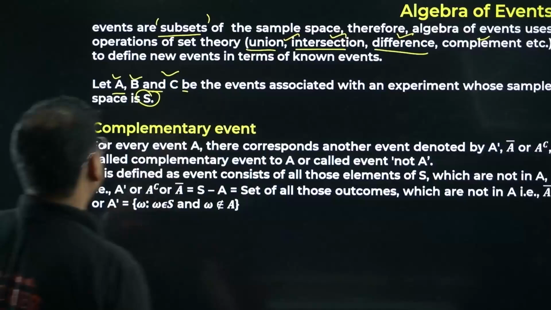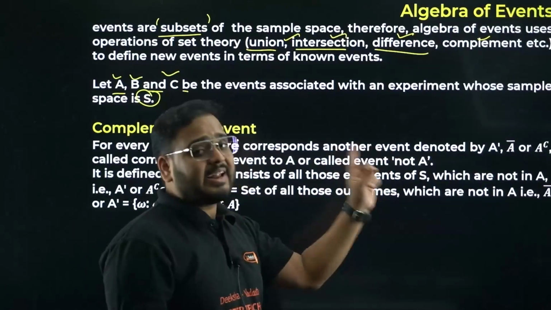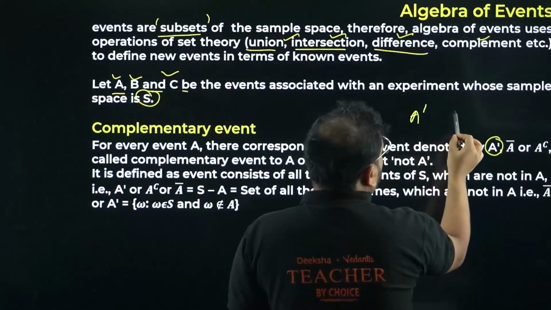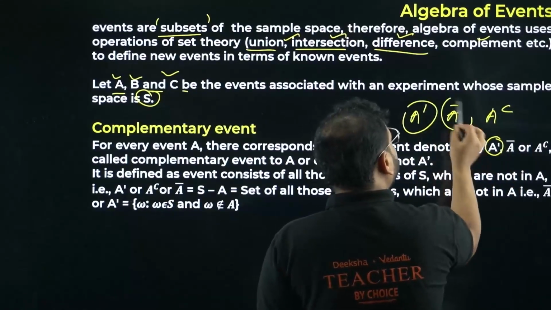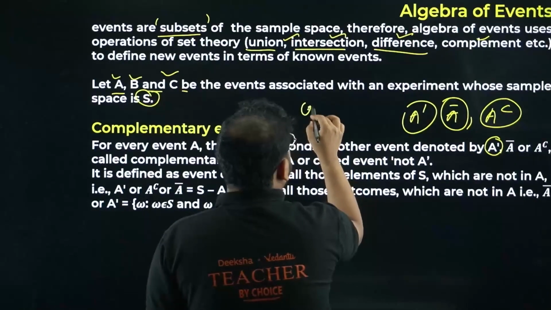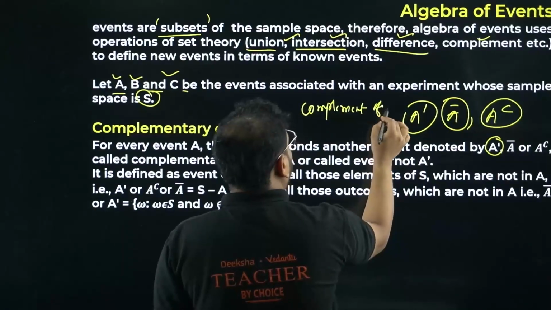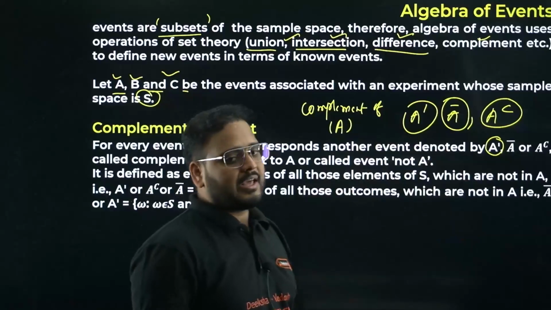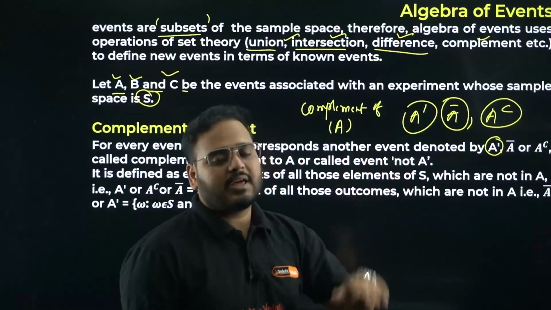First one, complementary event. For every event A, there corresponds another event denoted as A dash, A prime, whatever you call this, or A bar, or A C. All mean the same thing: the complement of event A. What does it mean, sir? Complement of A is written as A dash, A bar or A C. Basically it means everything in the sample space except for event A.